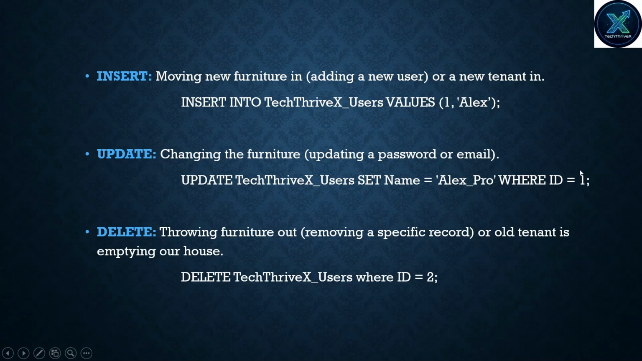So what will happen if we do not mention where ID equal to 1? Any guesses? Yeah, right. In that particular TechThriveX users, it is a house, right? In that house, name is one of the rooms. In that room, whoever is living, all those people's names will turn into Alex Pro if we don't mention this ID filter. That is the reason why we have used the where clause here.